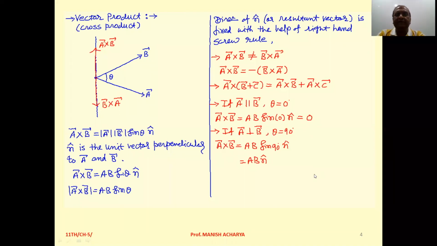Now see, when the product of vectors is carried out in such a way that the result is a vector quantity, then it is called the vector product of vectors. Here we have to discuss the vector product of two vectors. The vector product of two vectors is represented by the symbol of cross between two vectors.